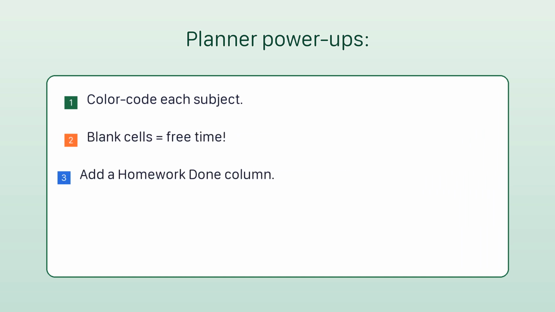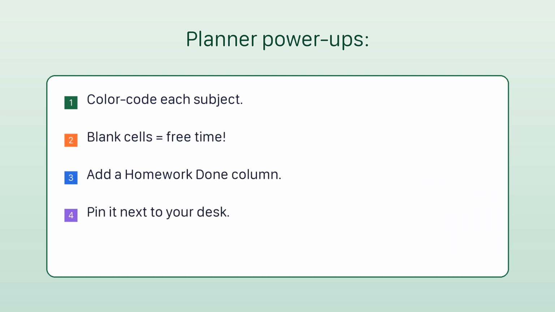3 planner power-ups. Color code subjects, leave blank cells for free time, and add a homework column where you tick off what's done.